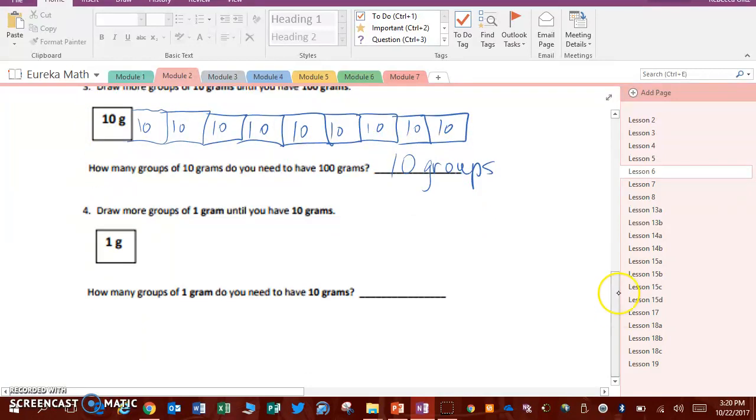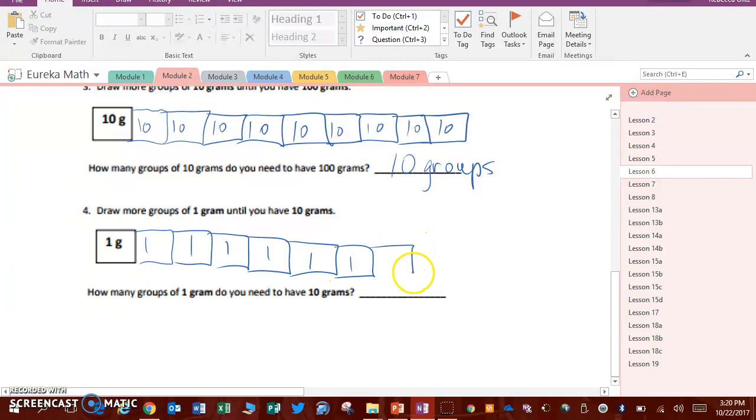All right, next question. Draw more groups of 1 gram until you have 10 grams. Well, it's going to be the same kind of thing we just did above. Here I've got 4 now. This is 5, 6, 7, 8, 9, and 10. 2, 4, 6, 8, that's 10. So how many groups of 1 gram do we need to have 10? 10 groups.